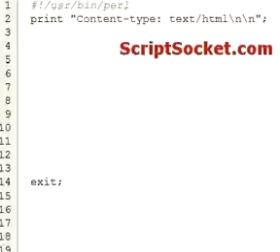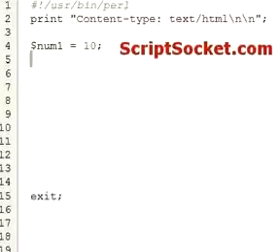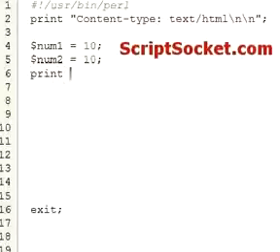Auto increment and auto decrement. Okay, so we have two numbers, both equal to 10. If we print num1 and postfix the auto increment, this will do the auto increment after the value is returned, so this will print out 10.